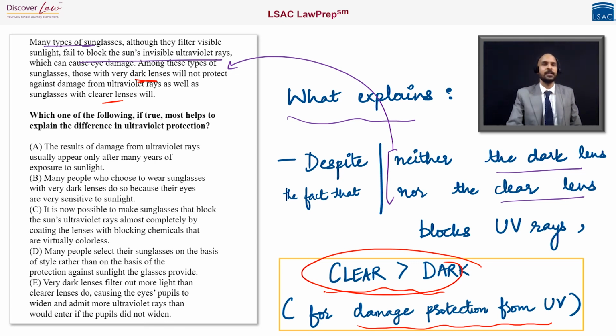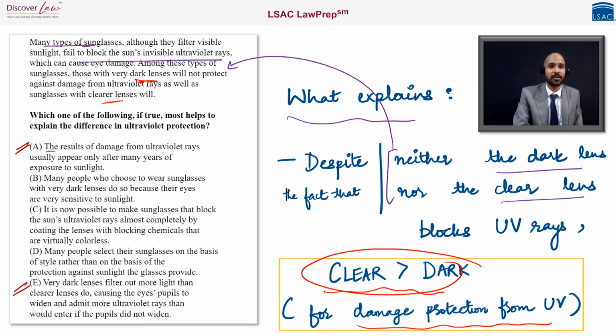Okay, before we look at the answer, let's look at a couple of wrong options maybe. Let's look at option A. It says that the results of the damage from ultraviolet rays usually appear only after many years of exposure to sunlight. Does this explain our pressing question? No. Let's look at option D maybe. It says many people select their sunglasses on the basis of style rather than on the basis of the protection. Does not explain this.